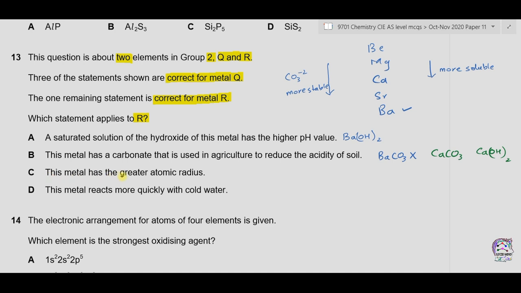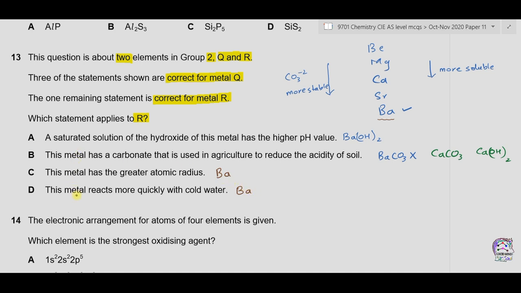C. This metal has greater atomic radius. As we know that the number of shells increase down in the group, so therefore barium would have the greatest atomic radius. So it could be barium. D. This metal reacts more quickly with cold water. The reactivity of group 2 metals also increase down the group with water, so therefore it should be barium.